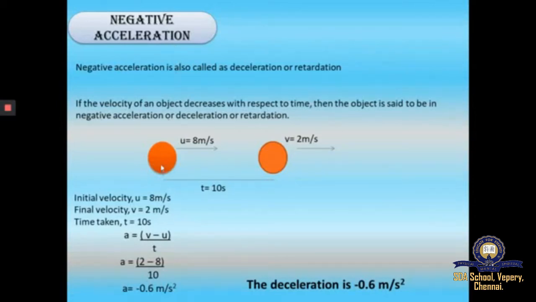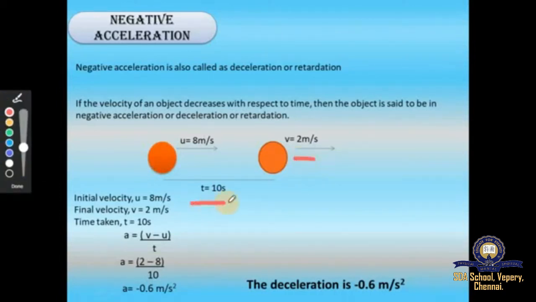So when you consider this ball, the velocity of a golf ball rolling in a straight line changes from 8 meter per second to 2 meter per second in 10 seconds. What is its deceleration, assuming that it is decelerating uniformly? So here you can see within 10 seconds its velocity changes from 8 meter per second to 2 meter per second. That is, the velocity of an object decreases with respect to time.